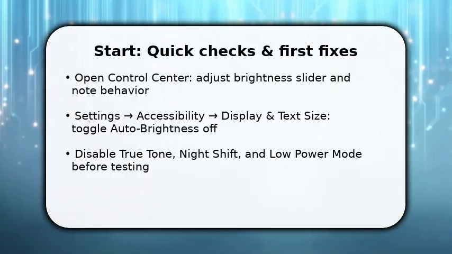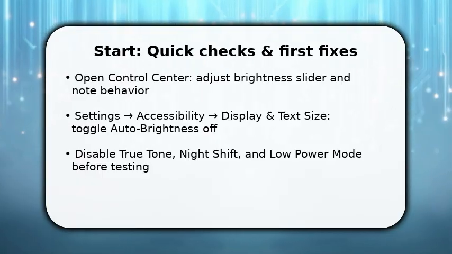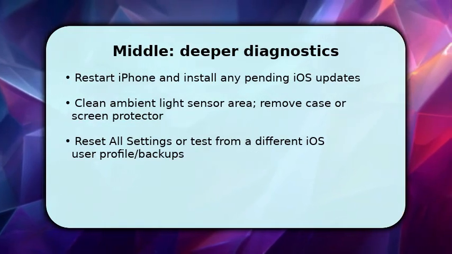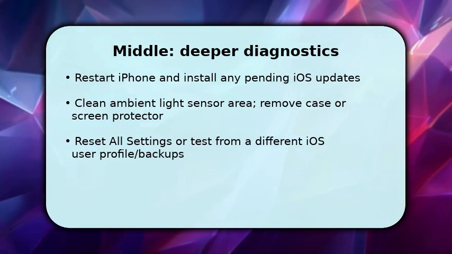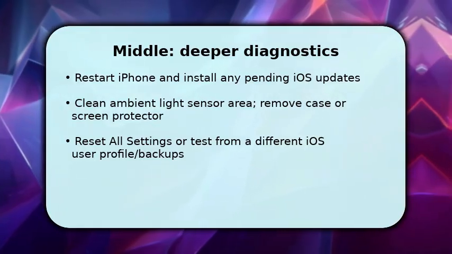Also disable True Tone and Night Shift, and make sure Low Power Mode is off so the system isn't limiting peak brightness. Once done with basics, run deeper diagnostics to separate software from hardware. Restart the iPhone and install the latest iOS. Updates often fix display drivers.